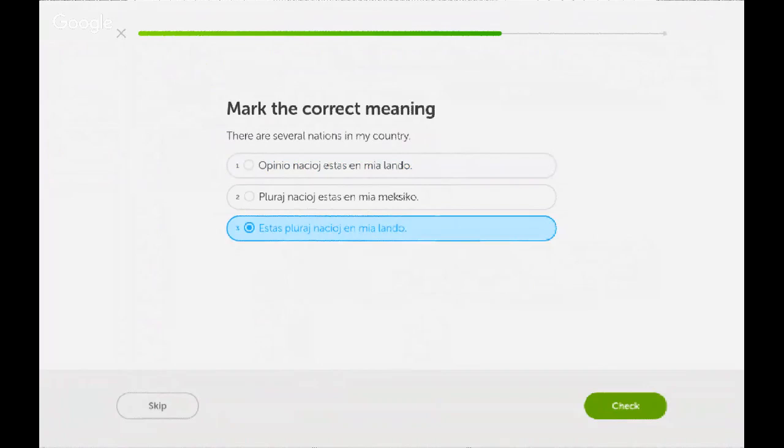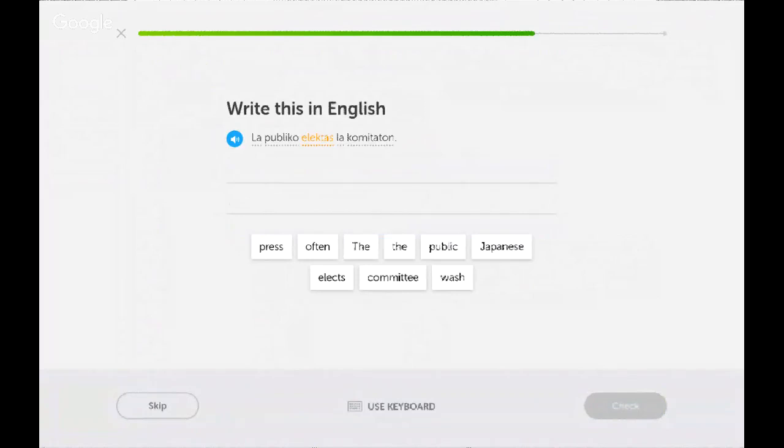La publico electas la komitaton. The public elects the comitato. What is a comitato? The public elects the committee. La publico electas la komitaton.